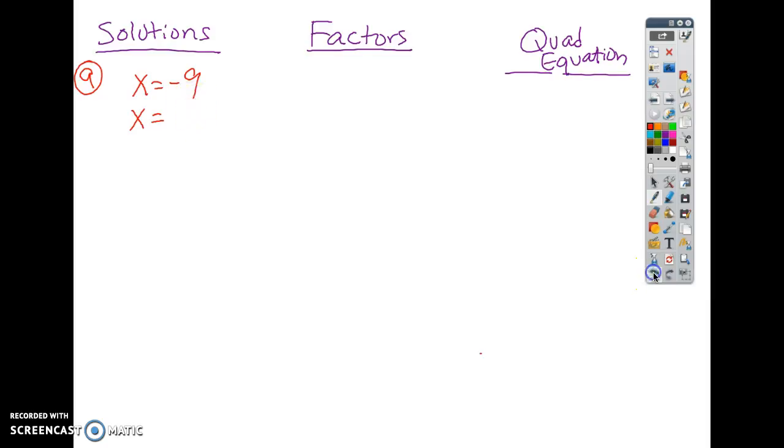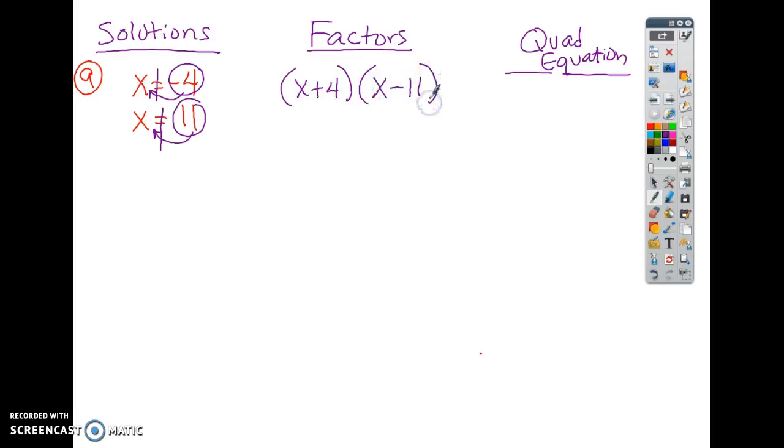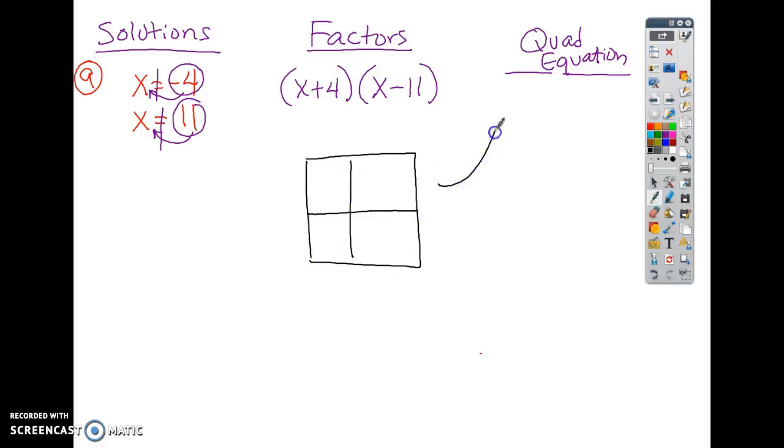Oh, negative 4. X equals negative 4 and x equals positive 11. So when you move it over and you change the sign, that's going to become x plus 4. And when you move the 11 over and change the sign, that's going to become x minus 11. So you do the box for this one, and that's going to give you the quadratic equation.